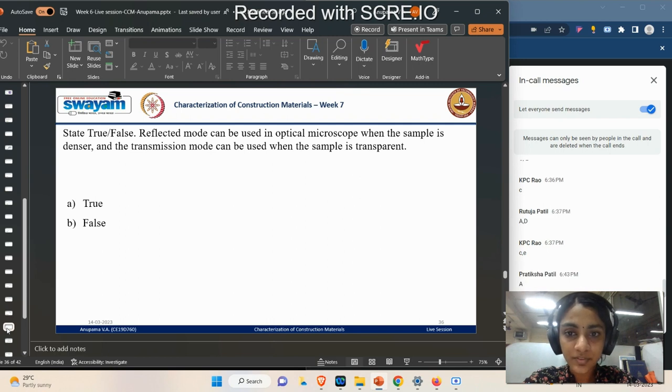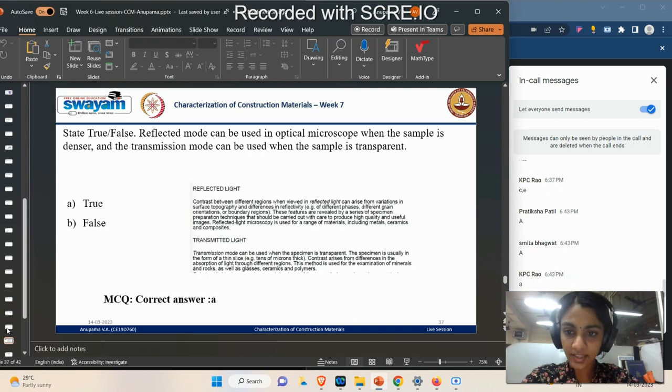Reflected mode can be used when the sample is denser, and the transmission mode can be used when the sample is transparent. Okay, so the correct answer is A, because in reflected mode we want a denser sample so that the light can hit and reflect, and all the features are evident because of the density difference. Whereas for the light to get transmitted, the sample is better if it is a transparent material. So the correct answer is true.